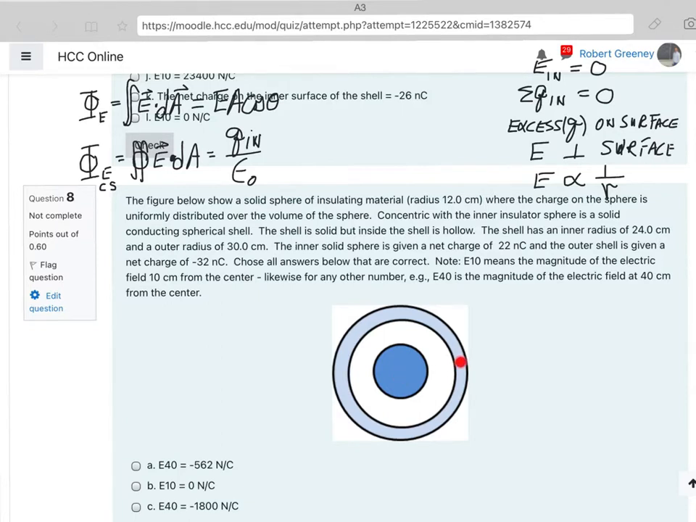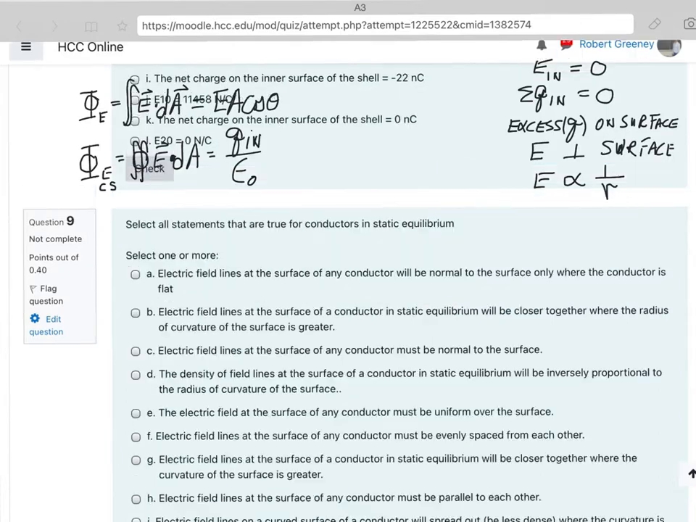And the field in here will be 0, and the field in here will be 0, but the field in here will be the same as a point charge of 22 at the center. And you just use that same equation that I erased, E equals kQ over r squared. Do the calculations, and then you can choose the correct multiple choice answers.